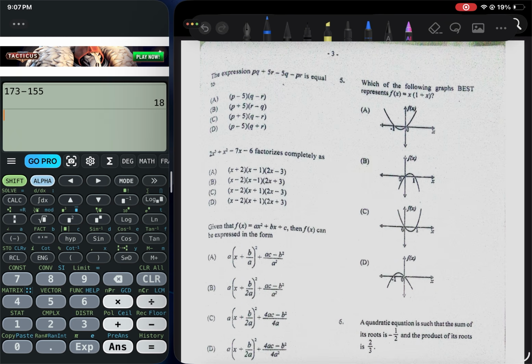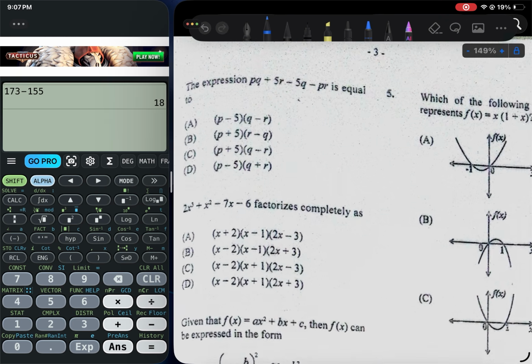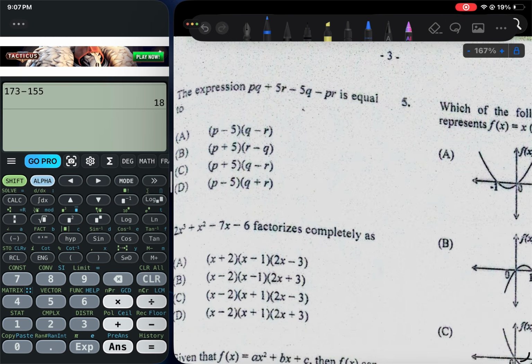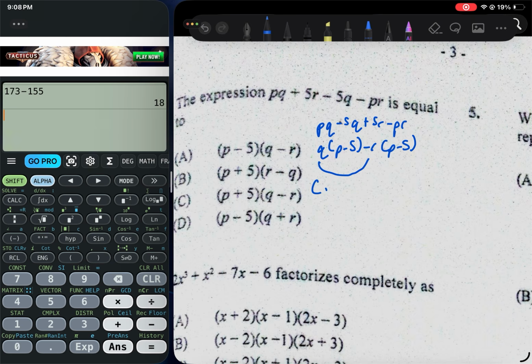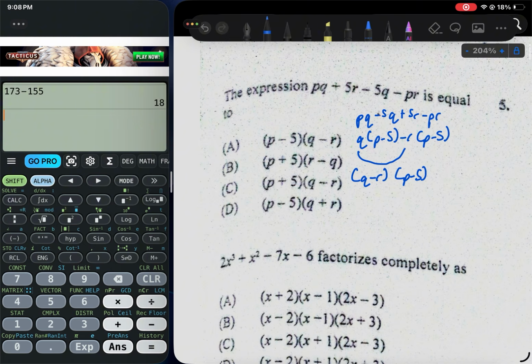The expression PQ plus 5R minus 5Q minus PR is equal to. So the first step is to group all like terms. So PQ minus 5Q plus 5R minus PR. The like term here would be Q. So P minus 5, and you put P minus 5 in brackets to the right. And the value that would satisfy this is negative R. So the product of these two would give you Q minus R and P minus 5. And the answer is A.